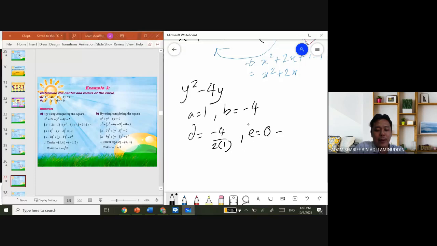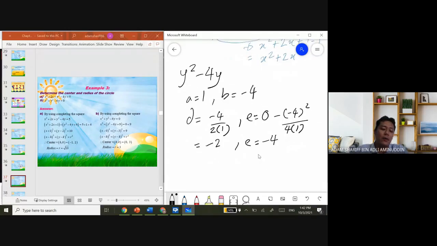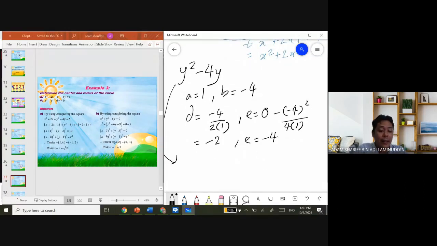Okay, minus b squared over 4 times 1. And b I say dapat negative 2, and e I will get negative 4. So I convert this y squared minus 4y becomes y minus 2 squared minus 4. Is it minus? Yeah, it's minus.